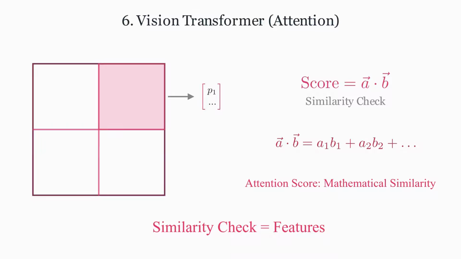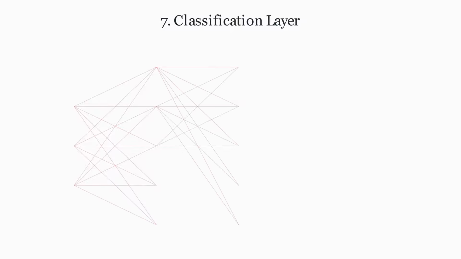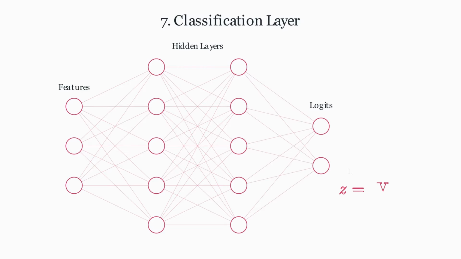Once these features are extracted, they flow into the classification layer. Here, data passes through a dense web of hidden layers, condensing the information down to the final output nodes known as logits. Mathematically, every connection here represents a linear combination. The input is multiplied by a weight matrix with a bias added, generating the raw scores for our prediction of the picture.